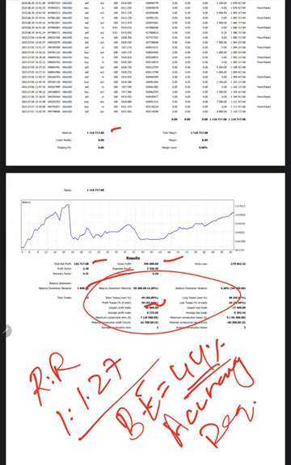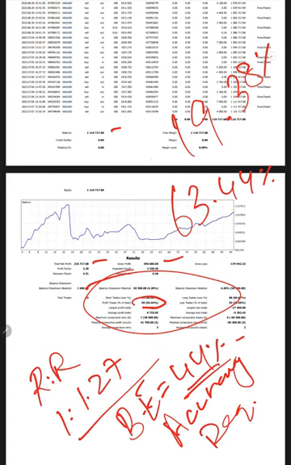And you see the current accuracy we are achieving here, which is 63.44%. So more than what is required, we are up by 19.38% more than what is required. So this shows the strategy is successful and making consistent profit.